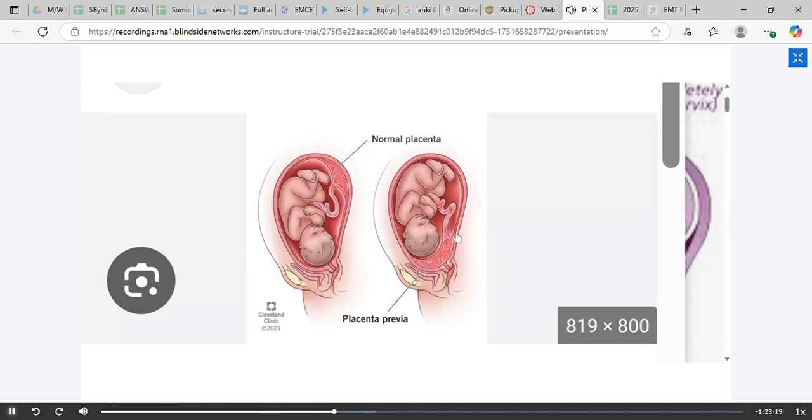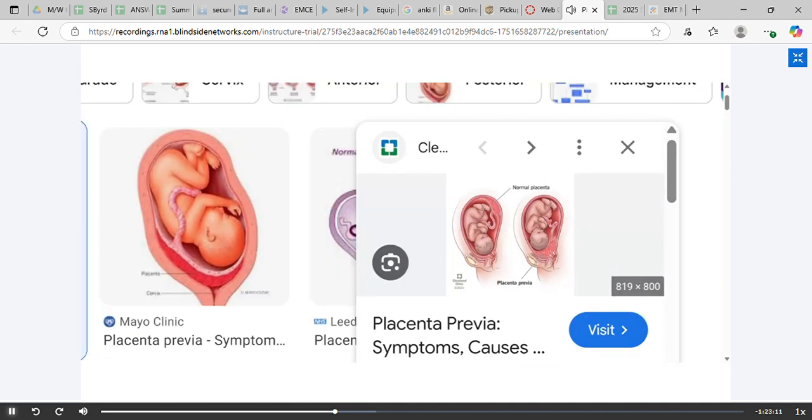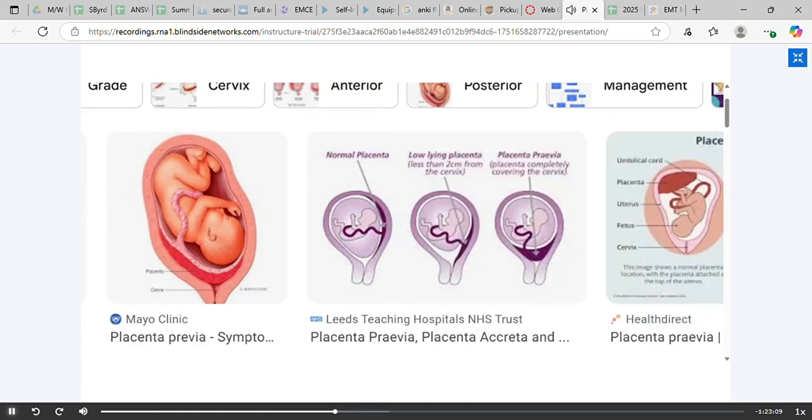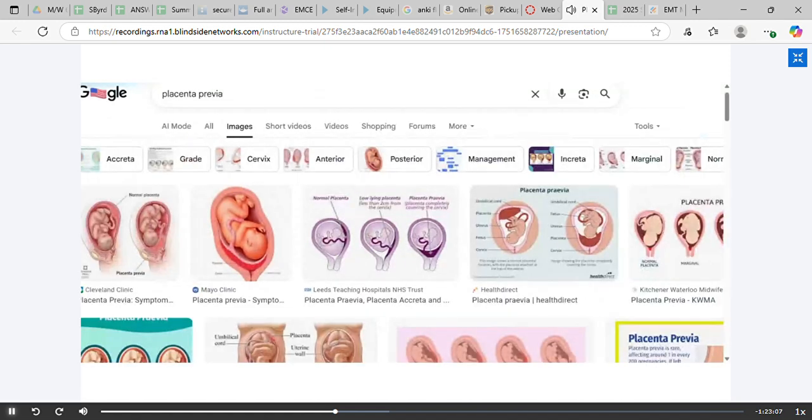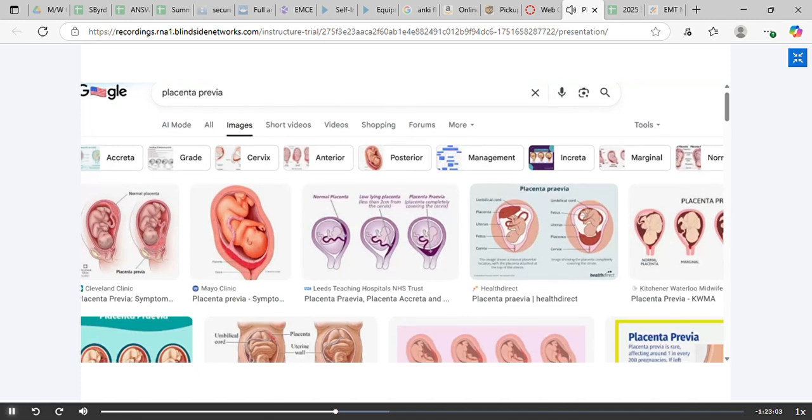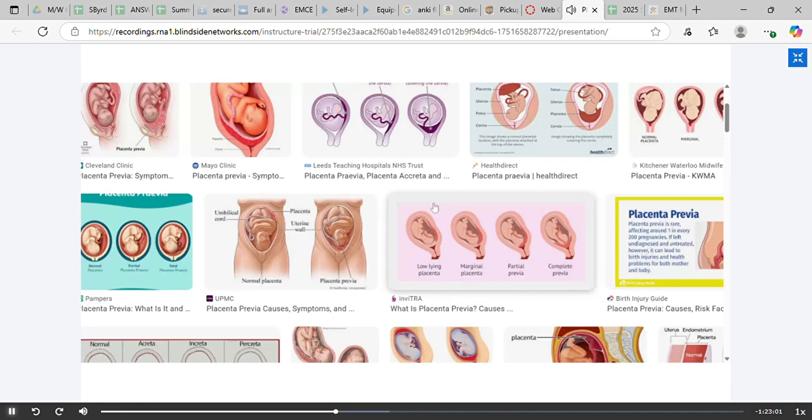That's what we want. This one with placenta previa, it's blocking that cervical opening. It's blocking the birth canal. It's not going to happen. So this is going to be a C-section. But if your patient is experiencing painless, bright red bleeding, and it's painless to her, and she's like, no, it doesn't hurt, then that's placenta previa. Okay.